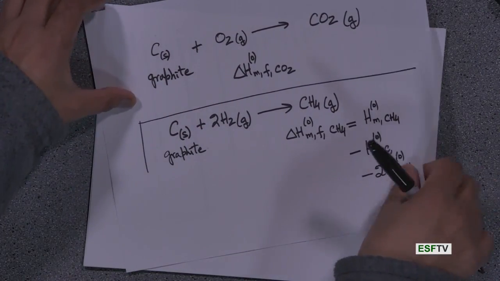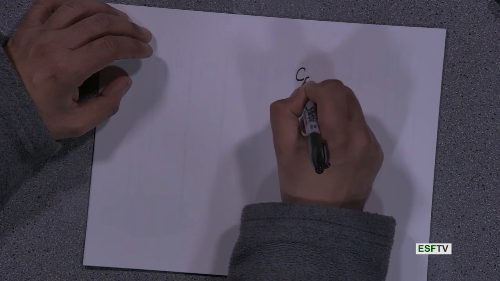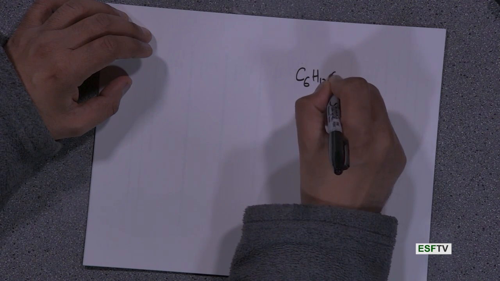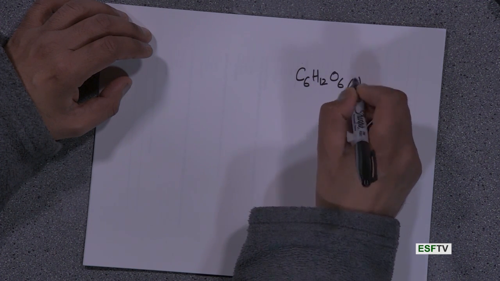And so on and so forth. Let's look at another example. Let's say I want to put glucose on the right. What's glucose? C6H12O6, and glucose under standard conditions is a solid, so solid.